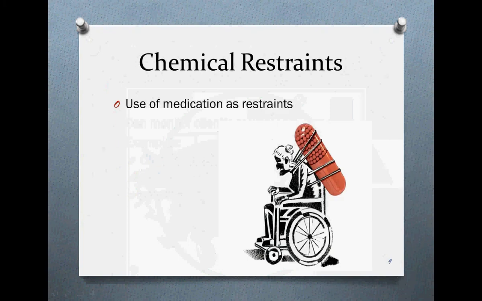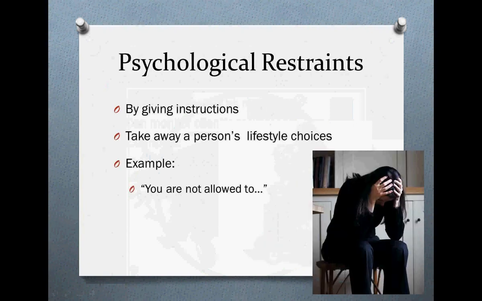Next is chemical restraints. This is by using anesthetics, and also you see this in psychiatric patients, especially in agitated and aggressive patients. You use chemical restraints to actually calm the patients so that they won't harm themselves or anybody around them. Next is psychological restraints.